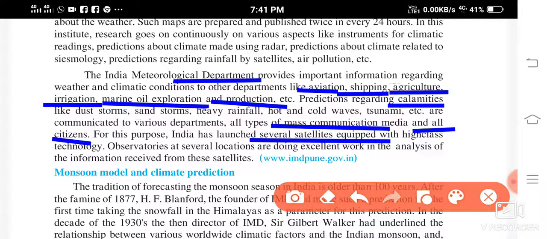Now observatories at several locations are doing excellent work in the analysis of the information received from these satellites. Whatever information is received from these satellites, the Indian Meteorological Department is doing excellent work in the analysis of that information at several locations.